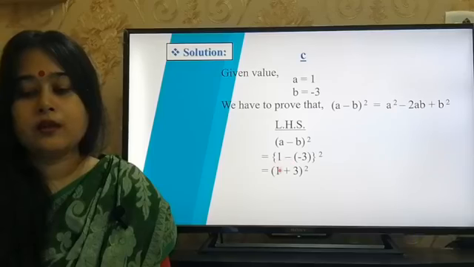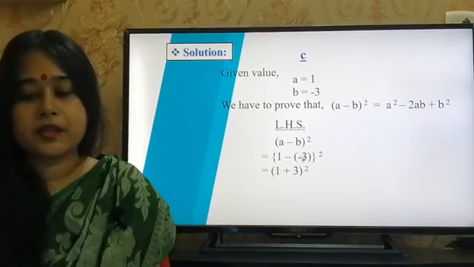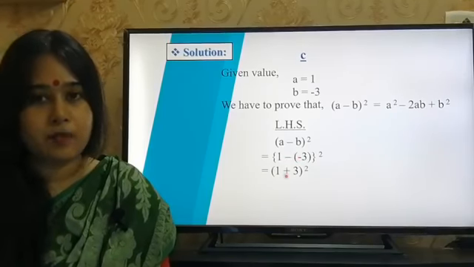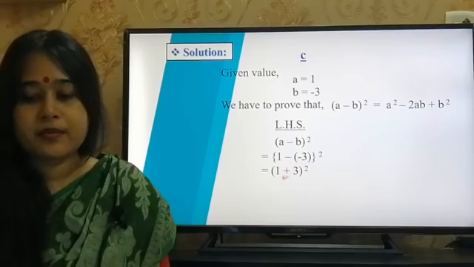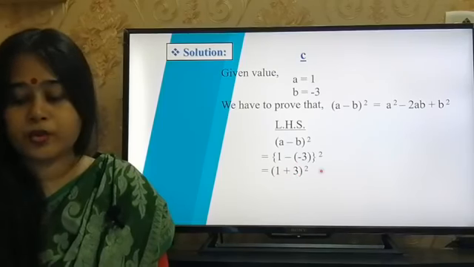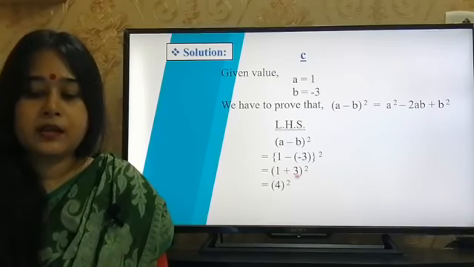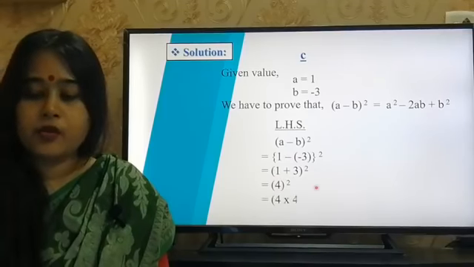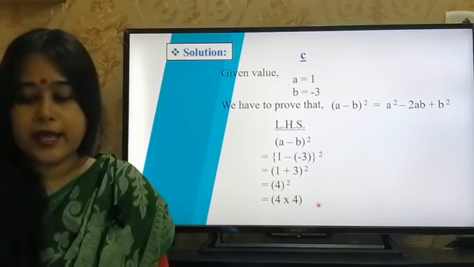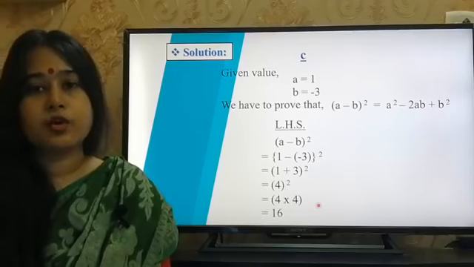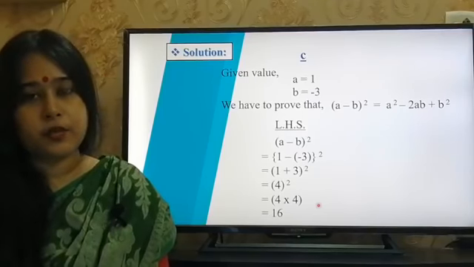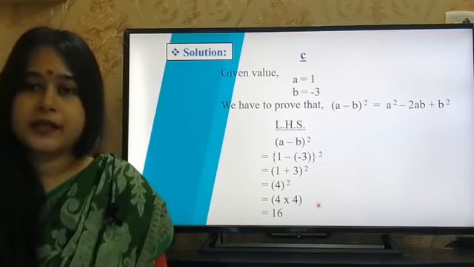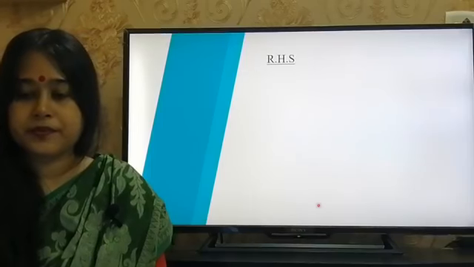Here 1 minus into minus 3, this minus into minus we get plus 3, that means (1 plus 3) whole square. 1 plus 3 is 4. 4 square means 4 into 4, that is 16. So the value on the left hand side we got is 16. Let's see what the value on the right hand side is.